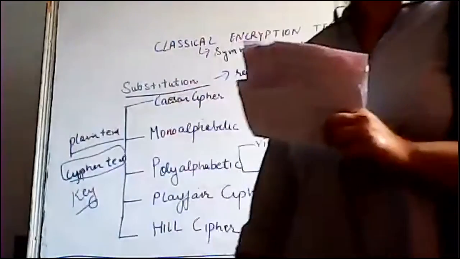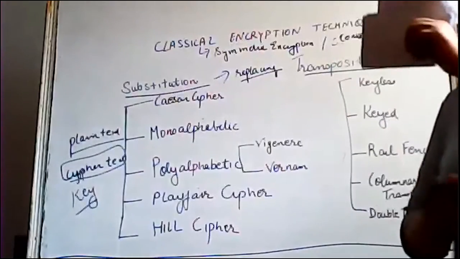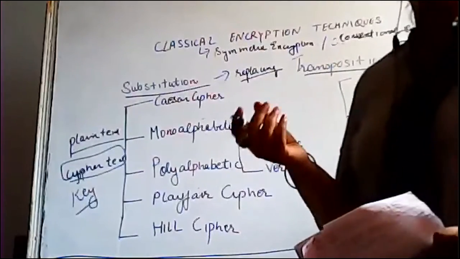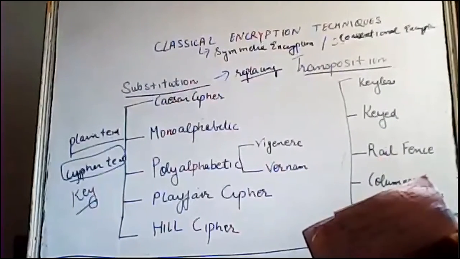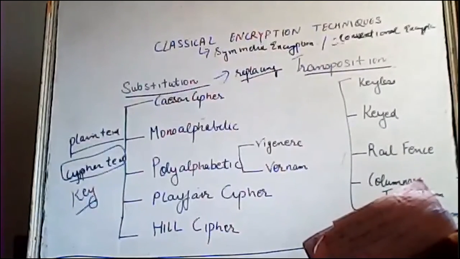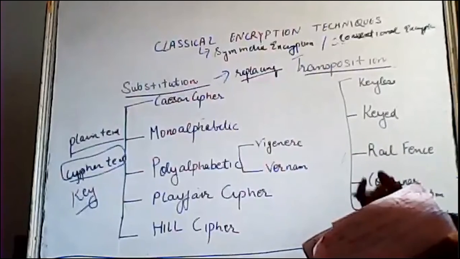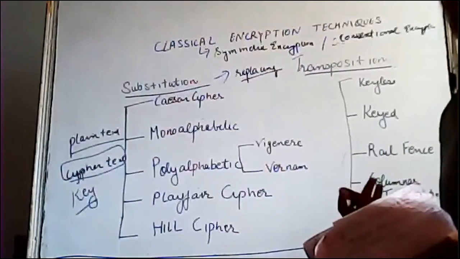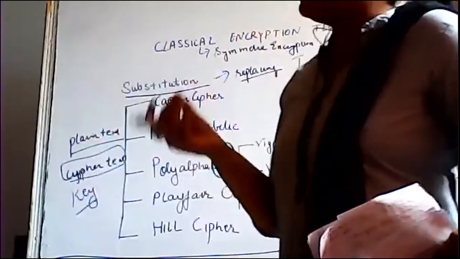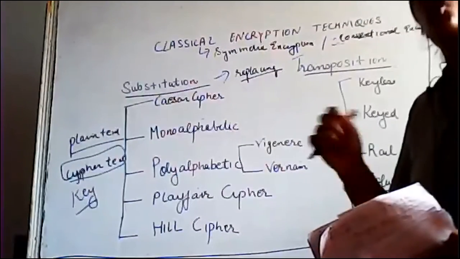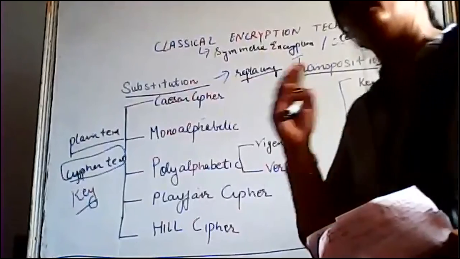That is the key. We use the word key to unlock something, to lock something also. When we ask where is the key for this particular room, the purpose of that key is to lock that room and to unlock that room also.